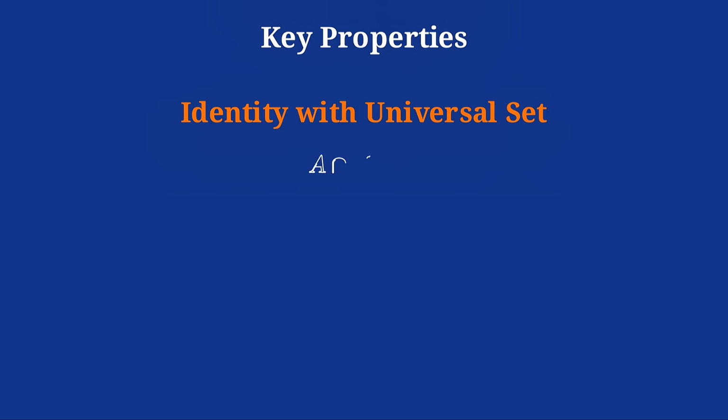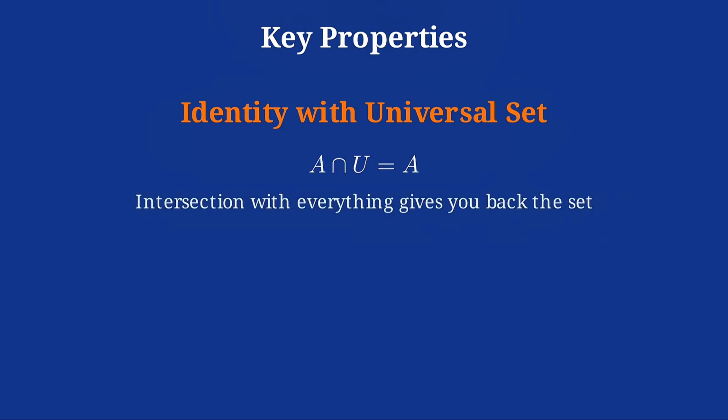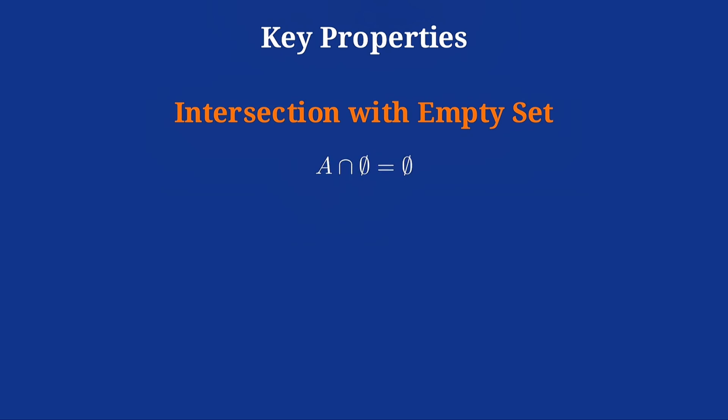Third, we have the identity property. If you intersect set A with the universal set, that is, everything, you just get set A back. The only thing they have in common is, of course, set A itself. And finally, intersection with the empty set. If you intersect set A with the empty set, that is nothing, the result is always the empty set. They have nothing in common because the empty set has nothing to share.